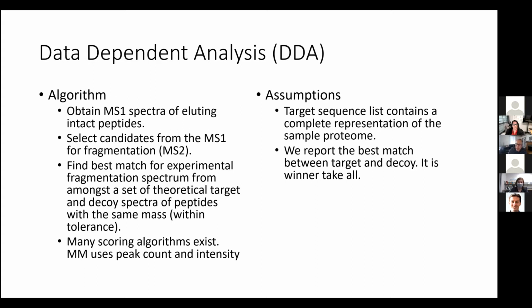The assumption here is that the protein sequence list, the proteome database we're using, accurately represents what's in the sample. We've talked about limitations of that. We're reporting the best match between target and decoy, so it's a winner take all thing. We're not reporting the best target match separately; that's not a separate list.